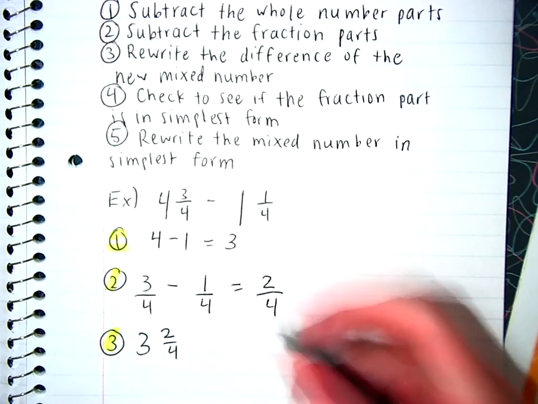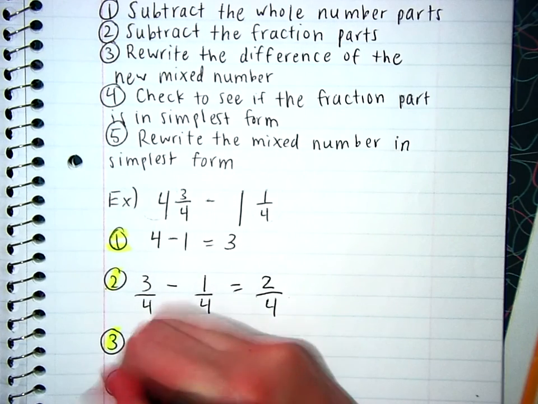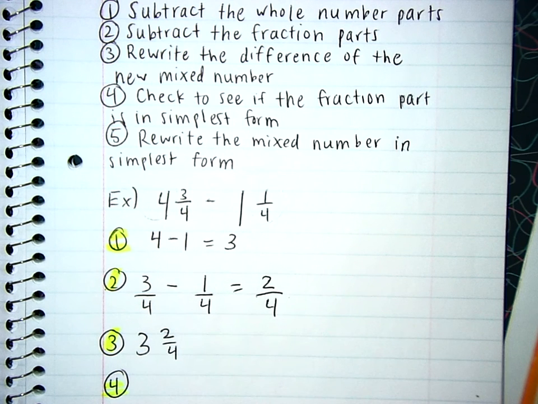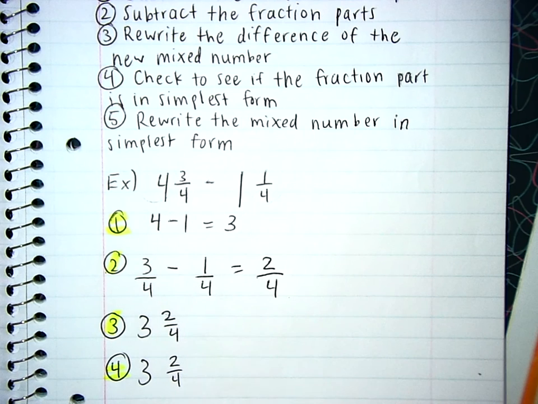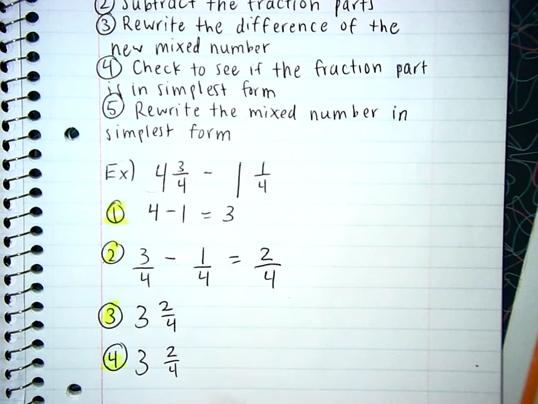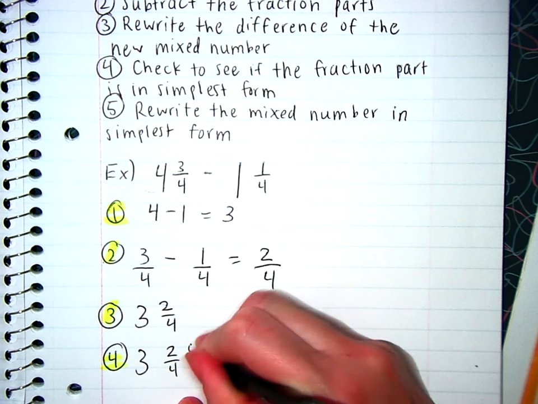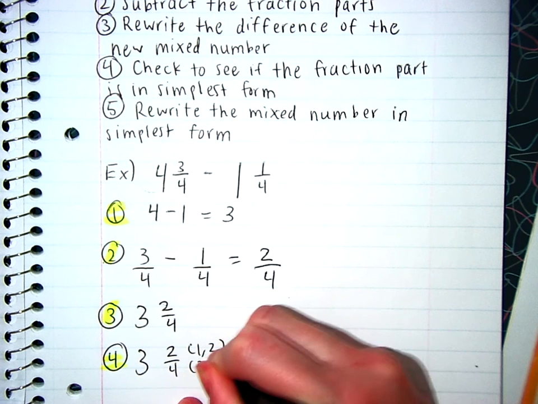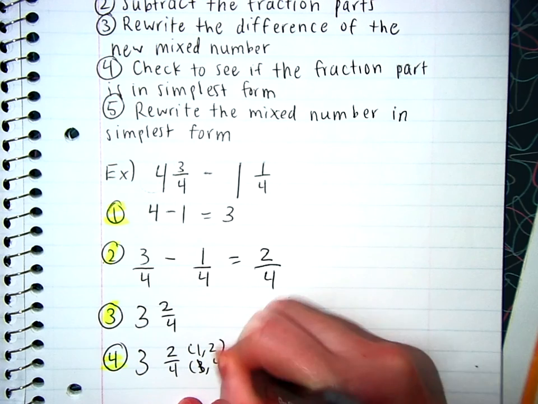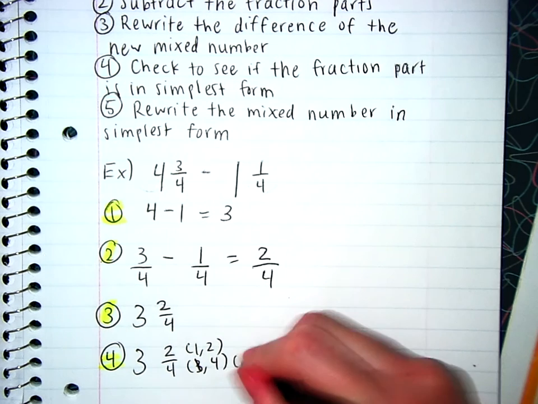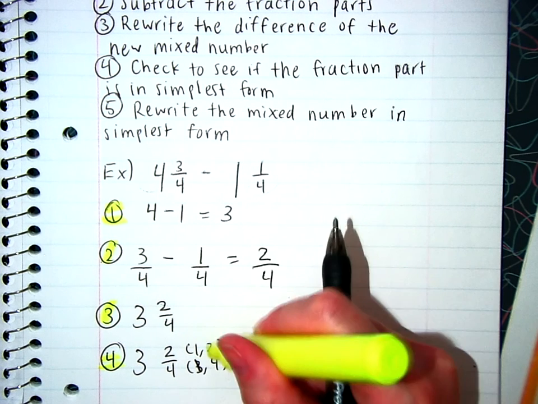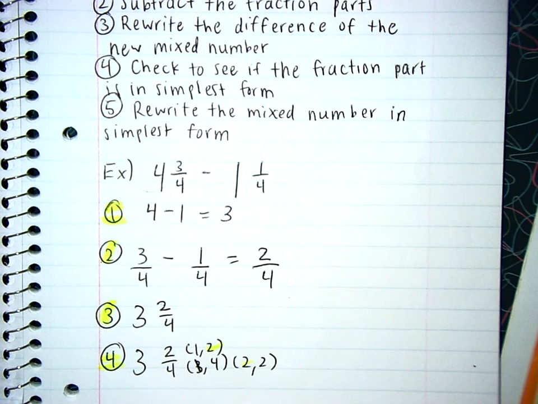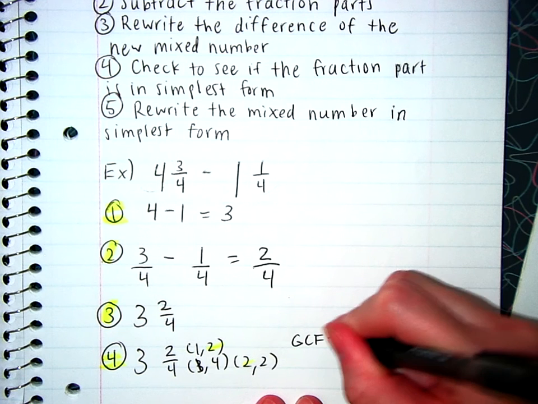So let's look here. Here's step 4. I'm going to rewrite it again just so I can see it one more time. 3 and 2 over 4. In order to find if 2 over 4 is in its simplest form, I'm going to list out all the factors of the 2 and the 4. So I have 1 and 2, and 1, 2 and 4. So I can see that it shares more than just a factor of 1. The greatest common factor is actually 2. So I will write greatest common factor equals 2.